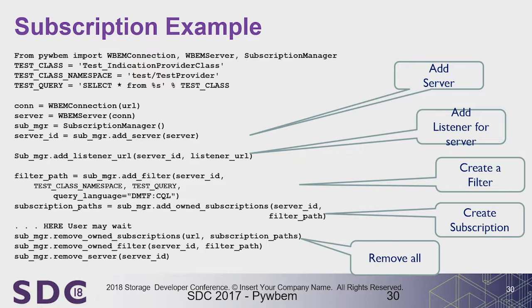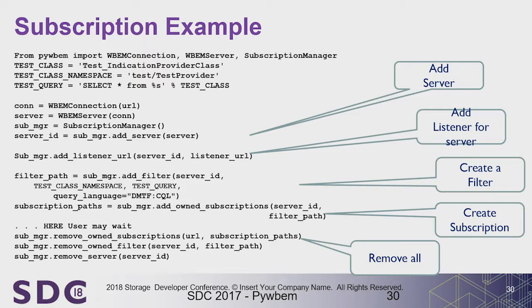So, big deal, just the set of classes, make the connection, create the server object from the connection object, start the subscription manager, which is the one we list as subscriptions, and then link these together, start the indication listener, and all it is, I'm saying send them back to me. Create a filter, and the filter is just a query definition. In this case, it is select star from the test indication provider class, and the query language.